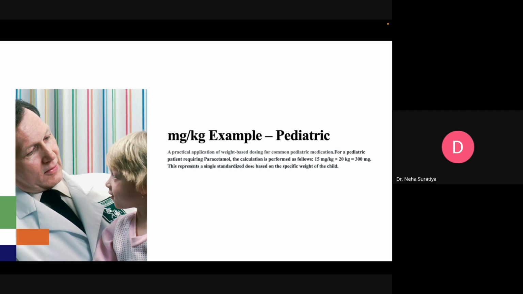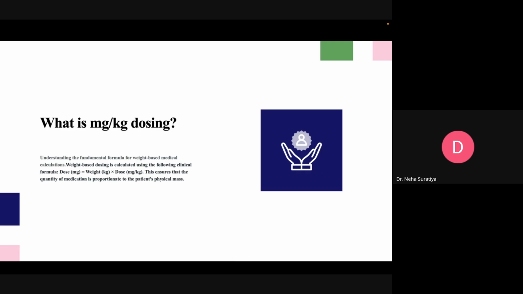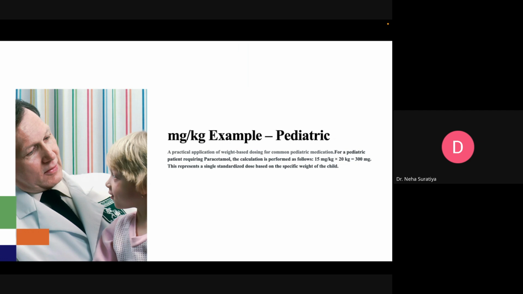Is it clear to you? This is very simple, guys. If someone wants it once again, I will repeat. So I hope you have seen this calculation. Please write mg per kg and write this formula: required dose is equal to weight into dose in mg per kg, which is prescribed. The formula is very simple.